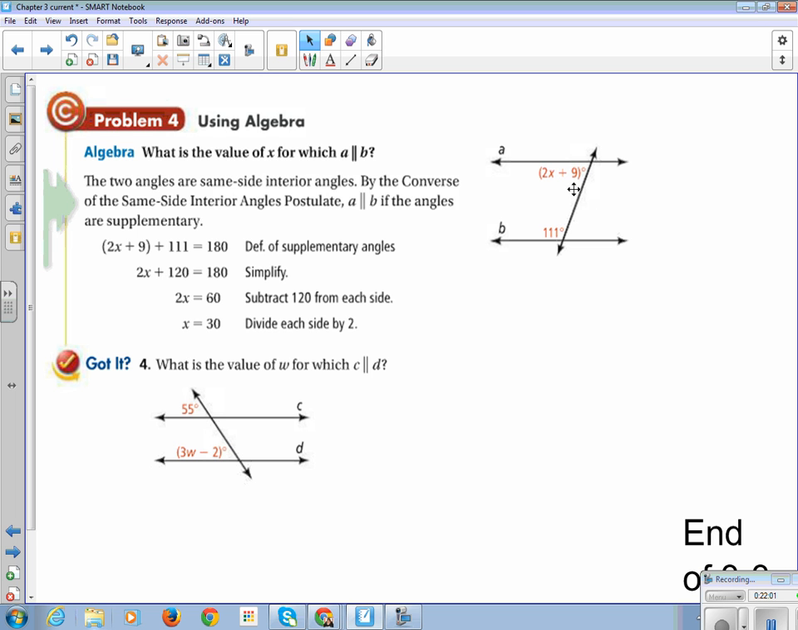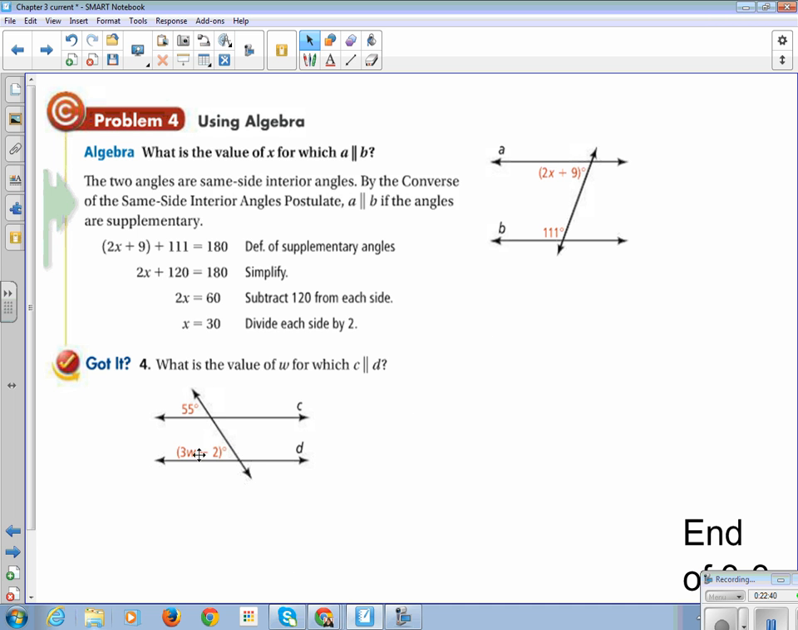And when you're dealing with parallel lines, we say that 2x plus 9 added to 111 is equal to 180. That's the definition of supplementary angles. So we simplify 2x plus 120 because you add the 9 and the 111. You subtract 120 from both sides. You get 2x equals 60 and x equals 30. So x equals 30 would make these two lines parallel.